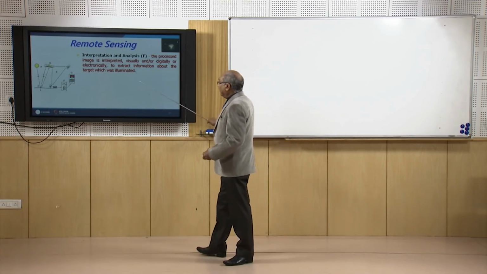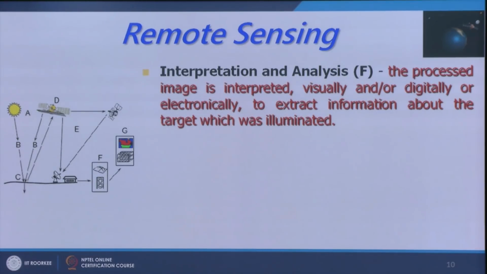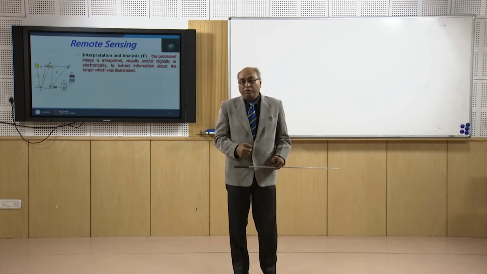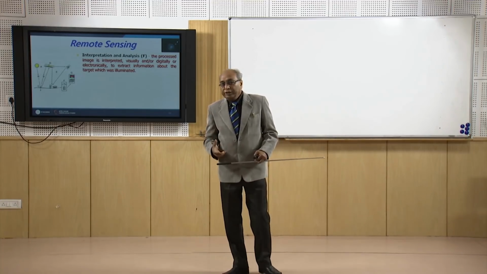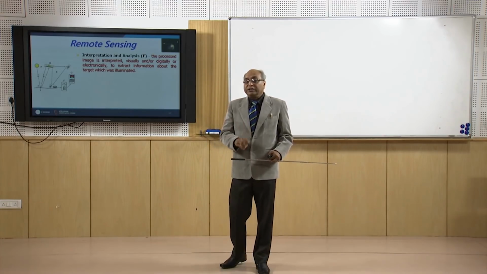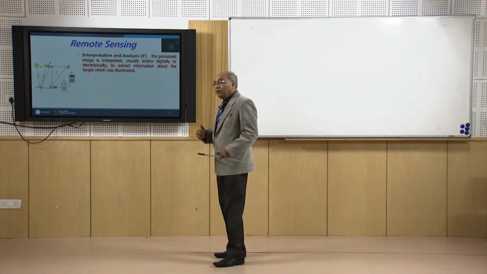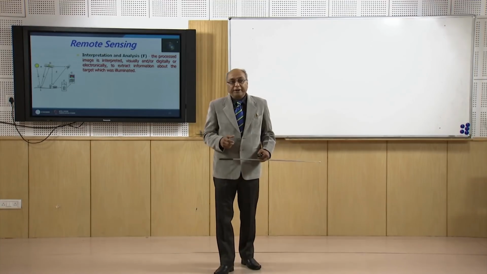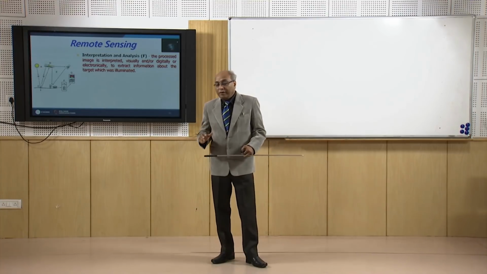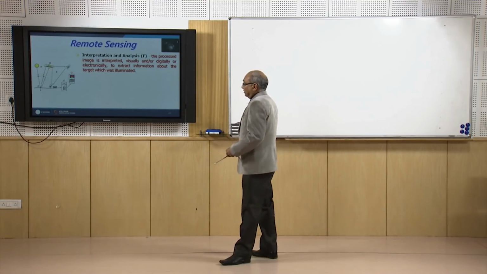Now, after this you come to the F component, that is interpretation and analysis. The image recorded by the sensor on board a satellite may not initially show the objects one might be looking for, or the differentiation between the objects, and therefore a lot of processing is required. The first processing is radiometric corrections. There might be some problems with the sensors and scanners, and those have to be corrected. Generally these things are corrected by the operators of those satellites or earth stations.